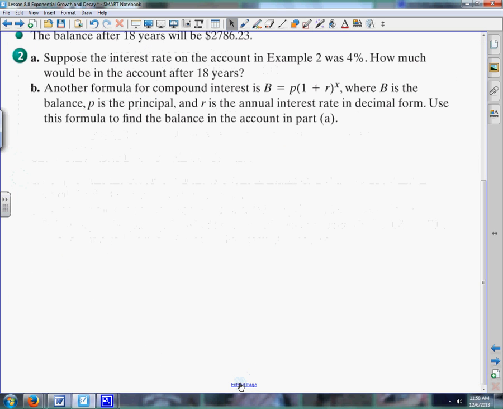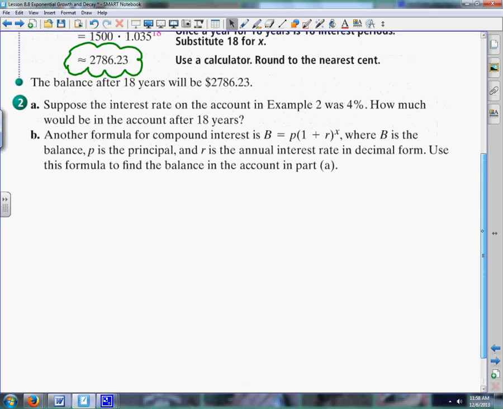So try this problem. Suppose the interest rate on the account in example 2 was 4%. How much would be in the account after 18 years? Just try A, and then we'll go over it.